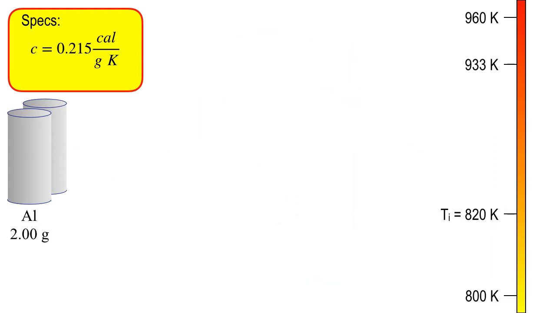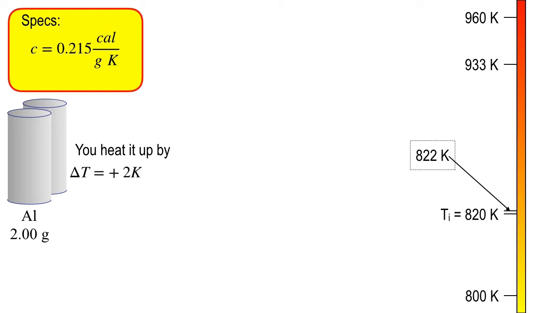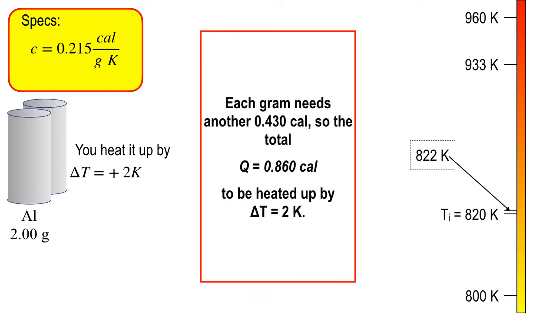2 grams up by 1 Kelvin. All right, let's bring it up 2 Kelvin. We got 2 grams, bringing it up 2 Kelvins. Here's my smidgen upward a little bit more, up to 822. Nothing hidden up my sleeve, just going nice and easy. Each gram needs 0.430 to get up by 2 Kelvin, which is what we saw a couple slides ago. So the total is 0.860. If you have 1 gram and you want to go up 2 Kelvins, if it's aluminum, 0.430 calories. That's per gram, so just multiply by how many grams you got, and that's how much energy you need if you're going up 2 Kelvin.